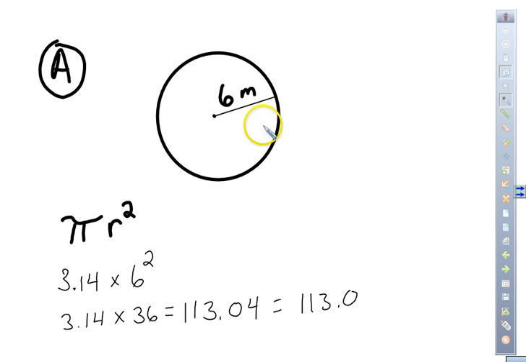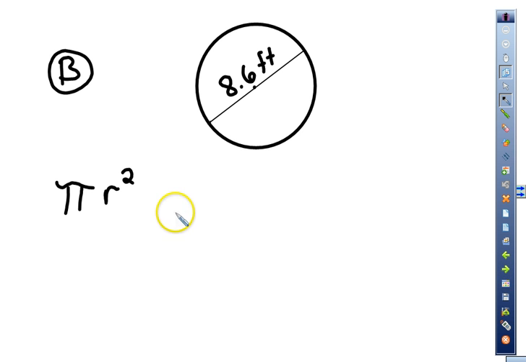Now, units of measurement, it is meters, and since we are talking about area, it is still square meters. Okay, so if you have questions on this, please mark that, and we'll discuss it further tomorrow. Now we have letter B. What did they give us? Well, they gave us the diameter. So go ahead and hit pause and make certain that you find the radius. Go ahead and hit pause and we'll compare answers.